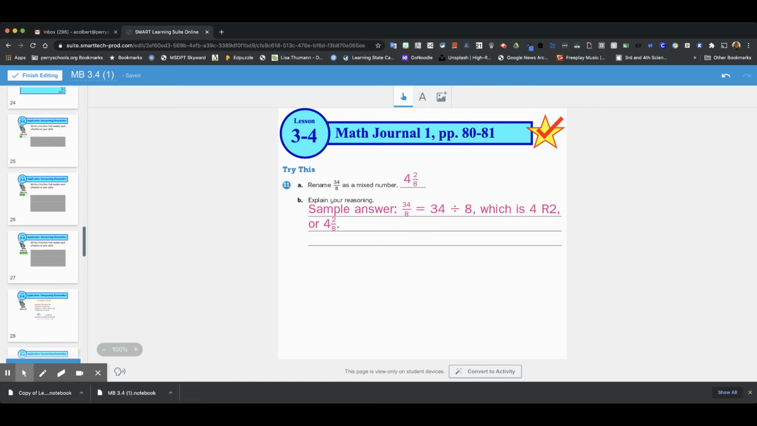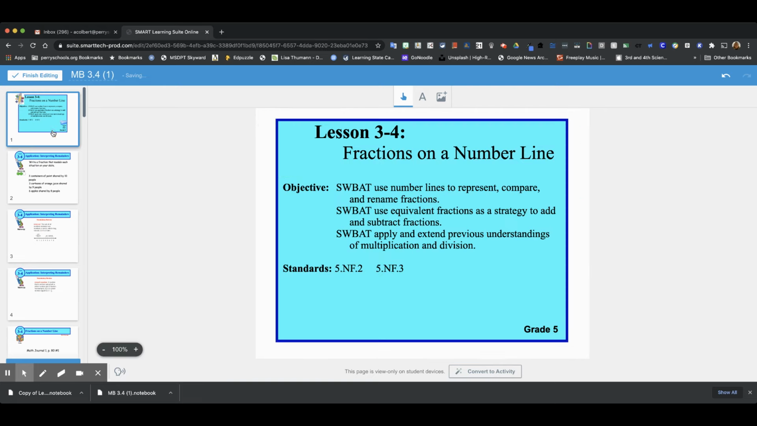That is the end of lesson 4. Again, we are working on fractions on a number line, using number lines to represent, compare, and rename fractions, and using equivalent fractions as a strategy to add and subtract our fractions. And also we're working towards applying and extending our previous knowledge of multiplication and division.